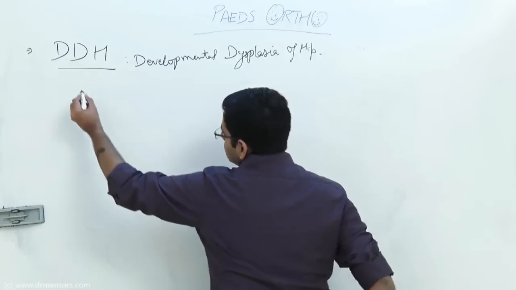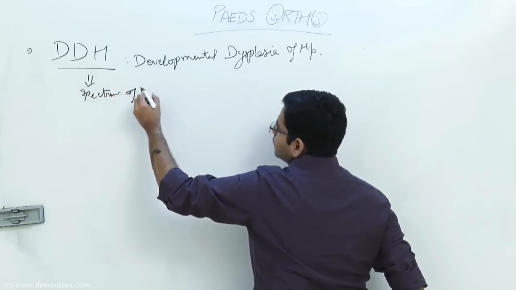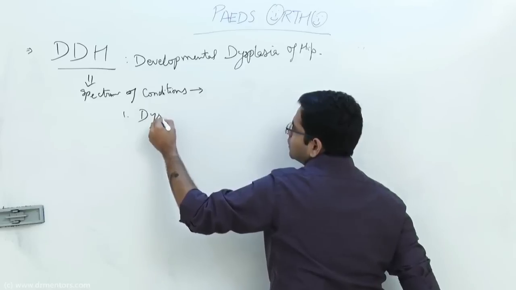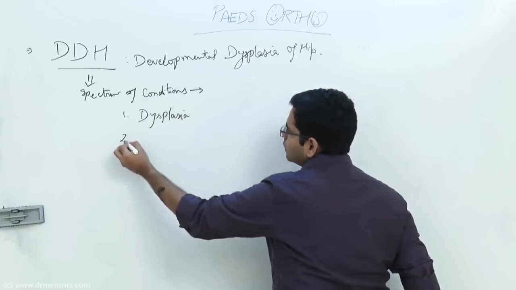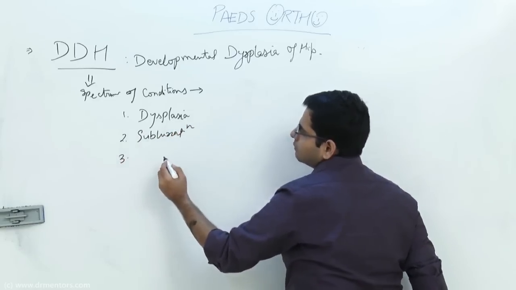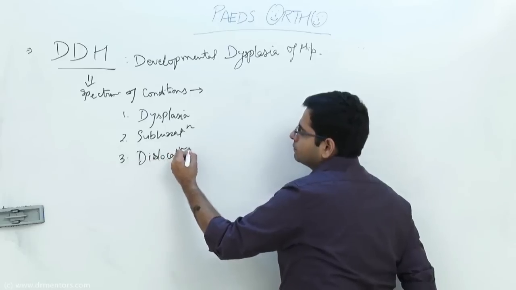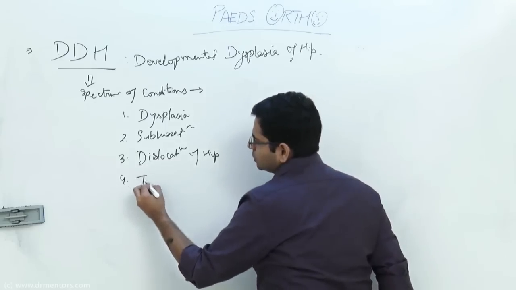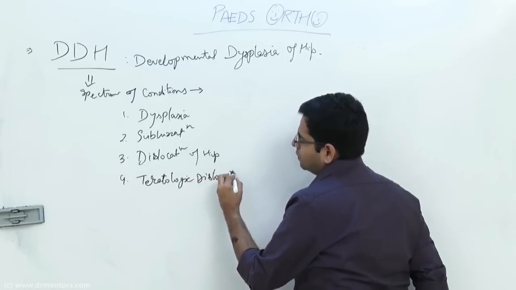So DDH is basically a spectrum of conditions which includes: 1. Dysplasia, okay. Second, subluxation. Third, dislocation of hip. Fourth, teratologic hip, teratologic dislocation of hip.